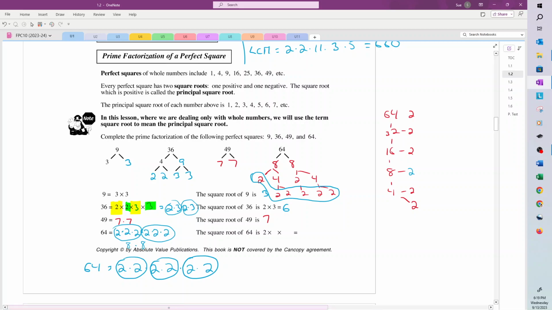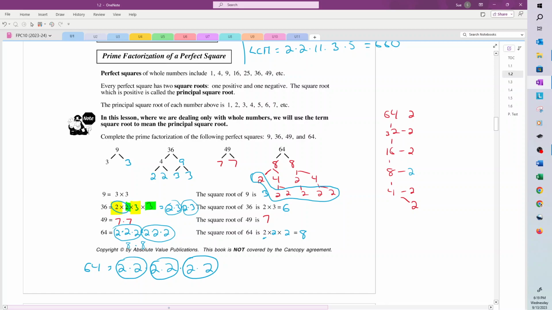So what I'm going to do is take one of these, that's this 2. I'm going to take one of these, that's that 2. I'm going to take one of these, which is that 2, and I multiply them together, and I get 8. And I could have also looked at the 36 up there that way as well.